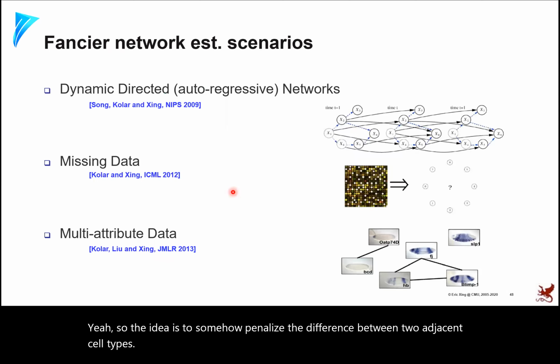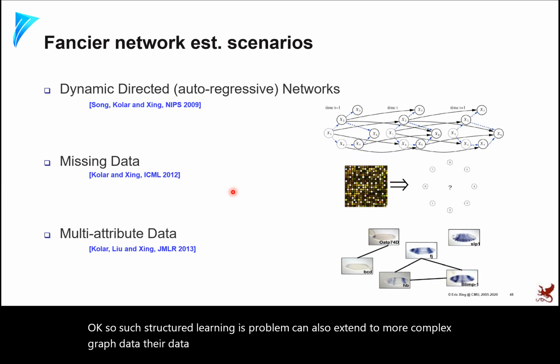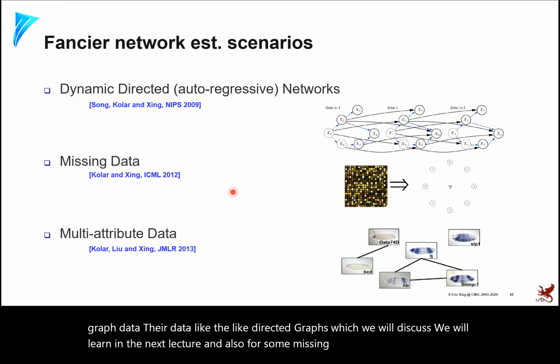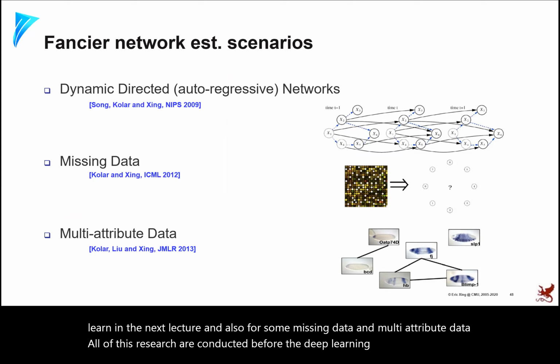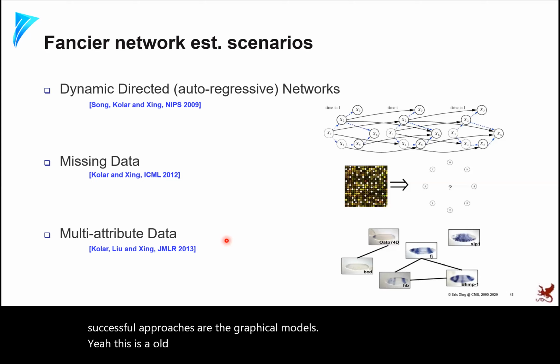Such structure learning problems can also be extended to more complex graph data like directed graphs, which we will learn in the next lecture, and also to missing data and multi-attribute data. All of this research was conducted before the deep learning era, so most of the successful approaches are graphical models. This is all for the algorithms lecture. Do you still have any questions?